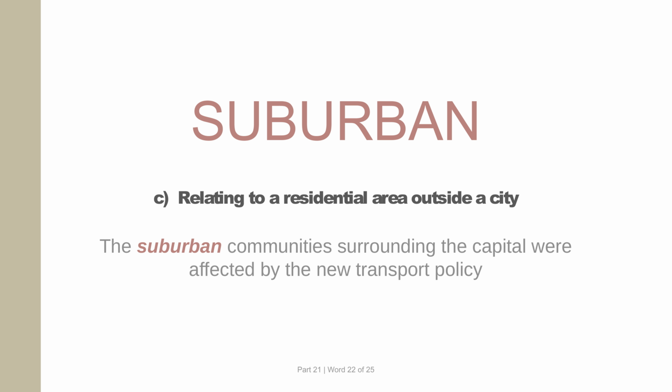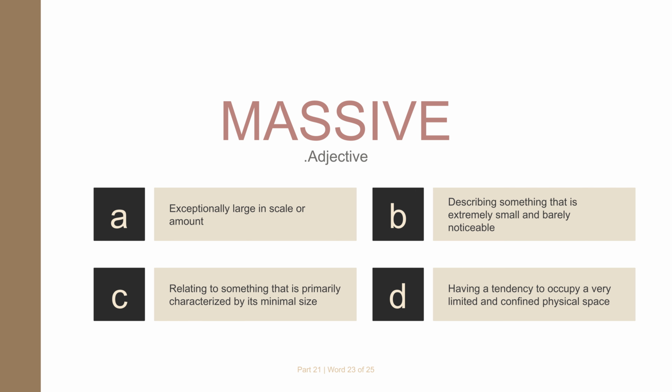Question 23. What is the meaning of massive? Option A. Exceptionally large in scale or amount. Option B. Describing something that is extremely small and barely noticeable. Option C. Relating to something that is primarily characterized by its minimal size. Option D. Having a tendency to occupy a very limited and confined physical space.